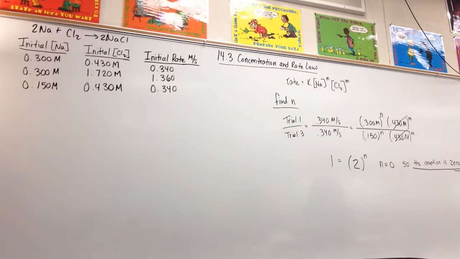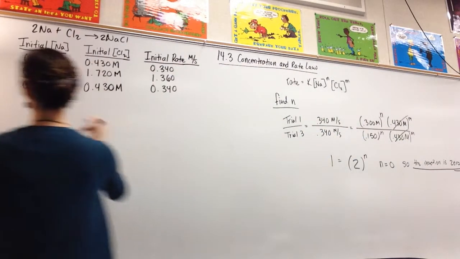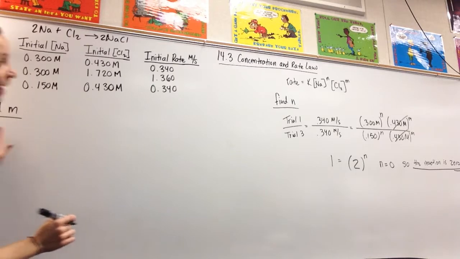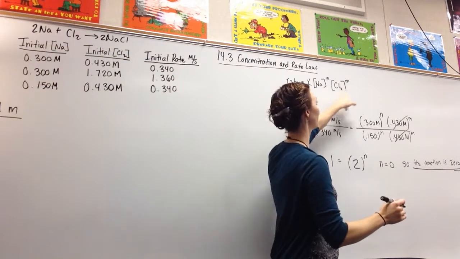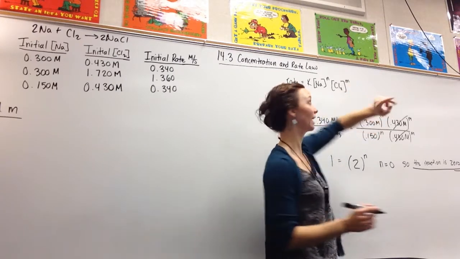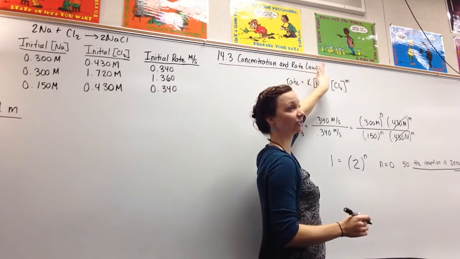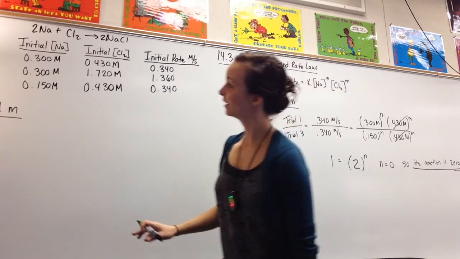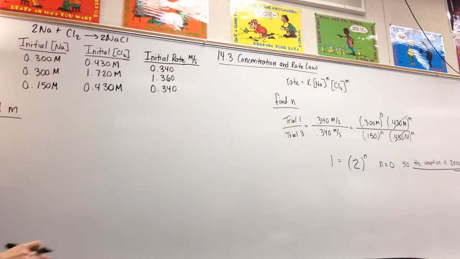Okay, so let's find M. M is the exponent on the chlorine. So we're going to try and find two trials where the sodium doesn't change. What two trials does the sodium not change in? 1 and 2. All right.